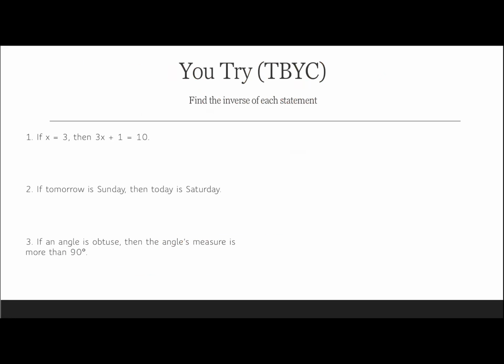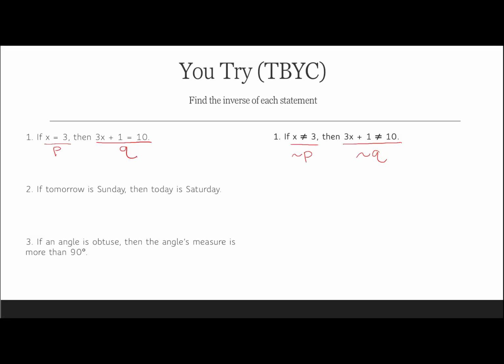So for number 1, you have x equals 3 is statement P, 3x plus 1 equals 10 is statement Q. Our inverse is if x is not equal to 3, which is not statement P, then 3x plus 1 is not equal to 10, which is not statement Q. So again, that is, if x is not equal to 3, then 3x plus 1 is not equal to 10.